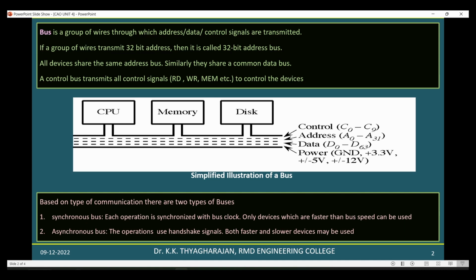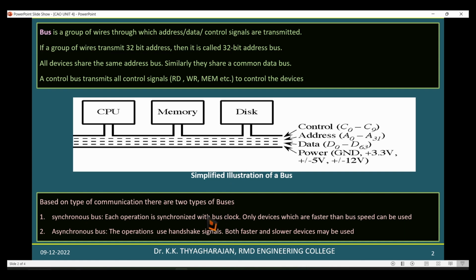If control signals such as read-write memory requests or synchronization signals are transmitted through the bus, then it is called a control bus. All devices are connected to the same address, data, and control buses. The information can be shared between the devices synchronously or asynchronously. If the information shared or transmitted is synchronized with the bus clock, then the bus is called a synchronous bus. Only devices which are faster than this bus clock or bus speed can communicate in this fashion.